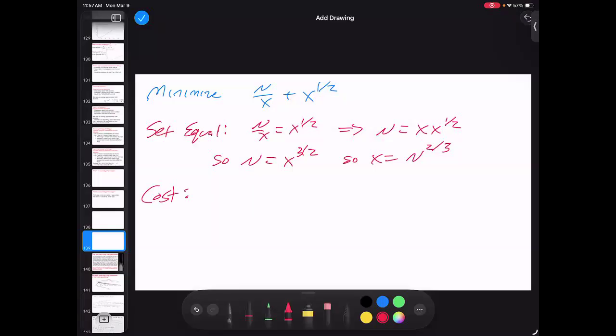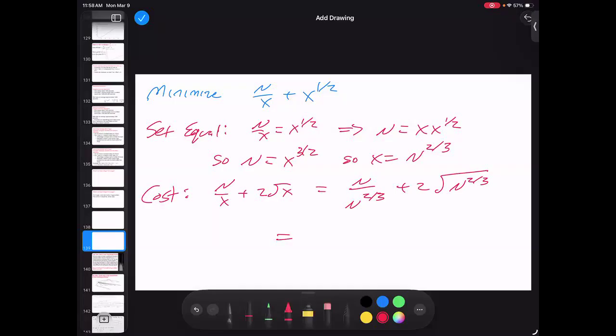So the cost is n over x plus 2 square roots of x. So it's going to be n over n to the 2/3 plus 2 times the square root of n to the 2/3. All right. What is n divided by n to the 2/3?